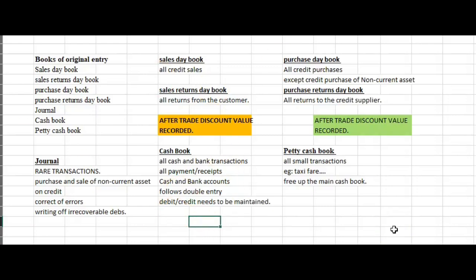And that brings us to the end of this Accounting Basics lesson on the books of original entry. In the next video, we'll move forward in the accounting cycle and look at ledger accounts and double entry posting.